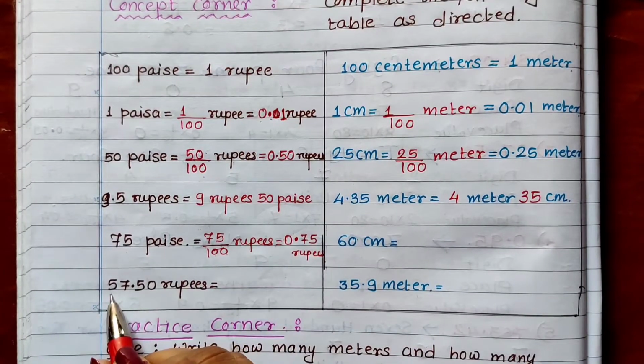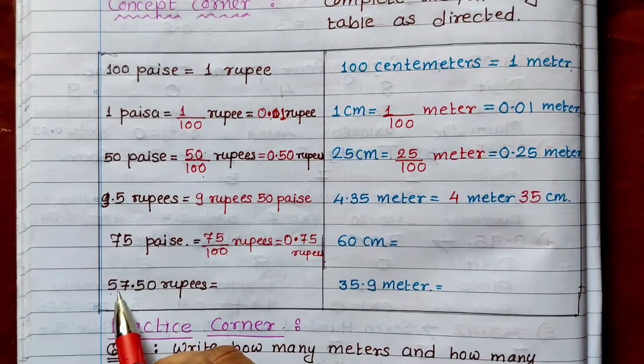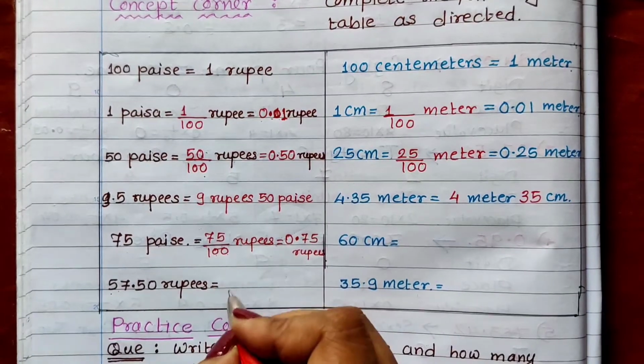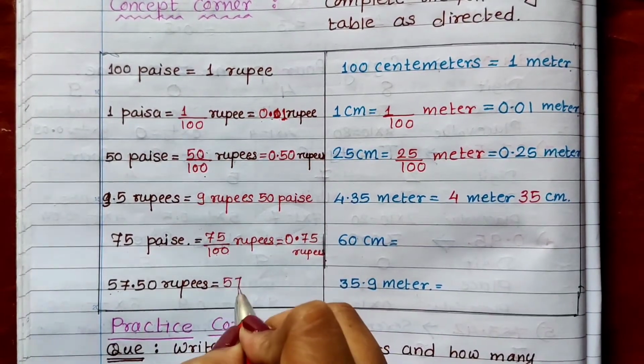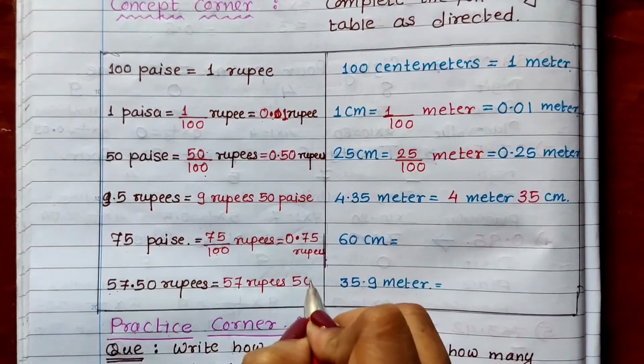On the left hand side there are rupees and on the right hand side there are paise of this decimal point. Decimal point we have to consider. On the left hand side of decimal point there are rupees. On the right hand side of decimal point there are paise. So right here 57 rupees 50 paise.